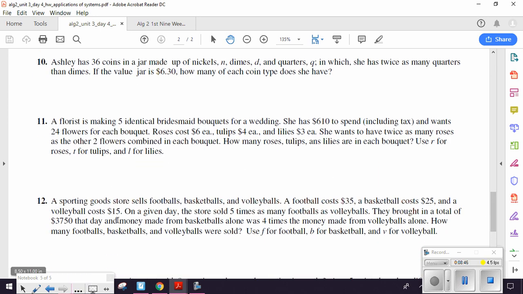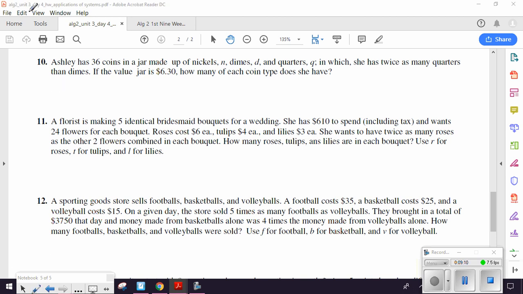Number 10, Ashley has 36 coins in a jar made up of nickels N, dimes D, and quarters Q, in which she has twice as many quarters than dimes. If the value of the jar is $6.30, how many of each type of coin does she have?